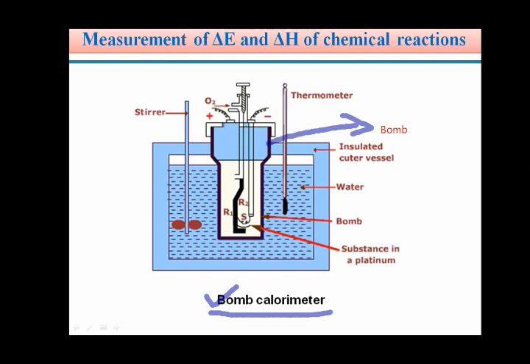In this platinum vessel we put our sample, and this stainless steel bomb is fitted tightly with a screw. We fit it very strongly with the screw. After that, inside the platinum vessel there is a connection with a positive and a negative end, which is connected to the battery, and these battery wires are connected to the platinum vessel.